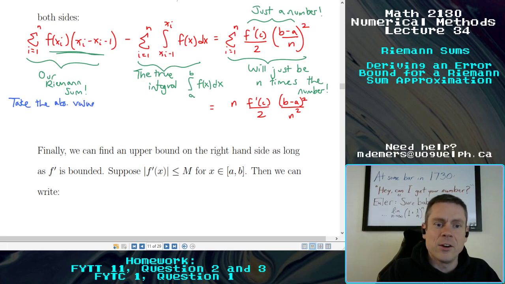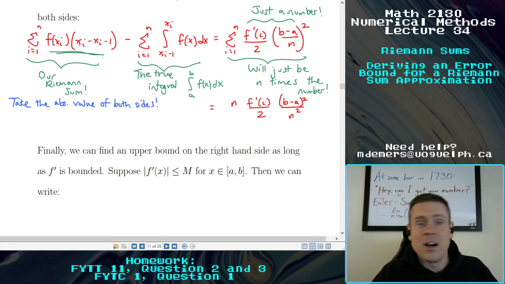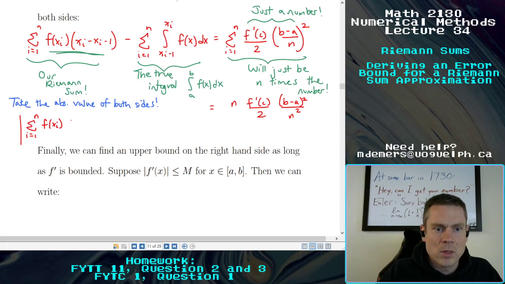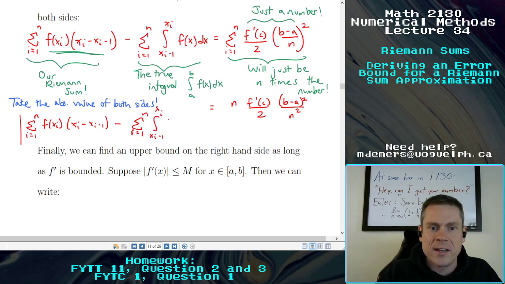Because what that's going to do, you see, is give us the absolute error on the left. And it's going to give us a quantity on the right that will be able to tell us what to expect in that error. So this is the sum from i equals 1 to n of f of x sub i minus 1, minus the sum from i equals 1 to n of the integral from x sub i minus 1 to x sub i of f of x dx.